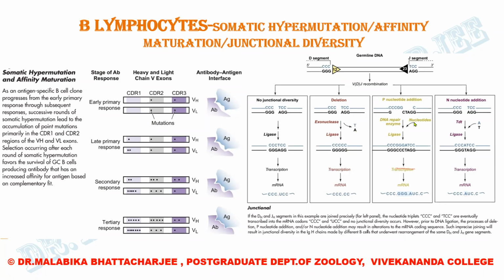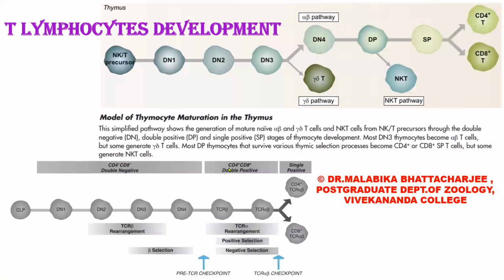We might have addition of nucleotides. So again the junction is different from the original junction. Or we may have addition of new nucleotides. Again the junction is different from the original junction. These are the examples by which the junctional diversity increases when the joining between the V, D and J segments is not precise.